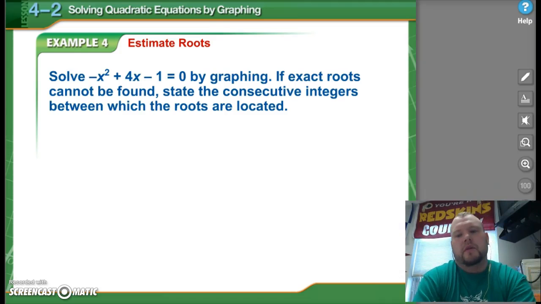Okay, we're picking up with example 4 in this video. The goal of this example is that we're going to be estimating roots of a quadratic function. So this example says that we have to solve negative x squared plus 4x minus 1 equals 0 by graphing. If exact roots cannot be found, we need to state the consecutive integers between which the roots are located.